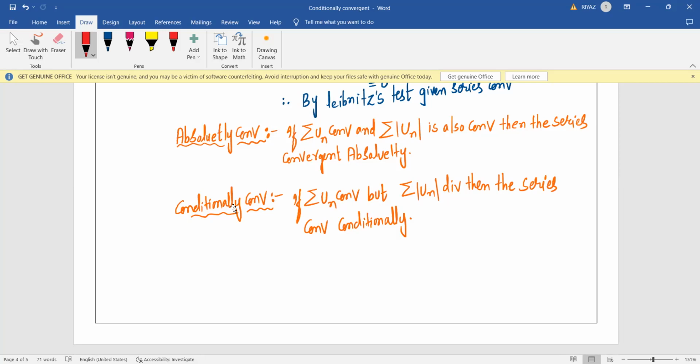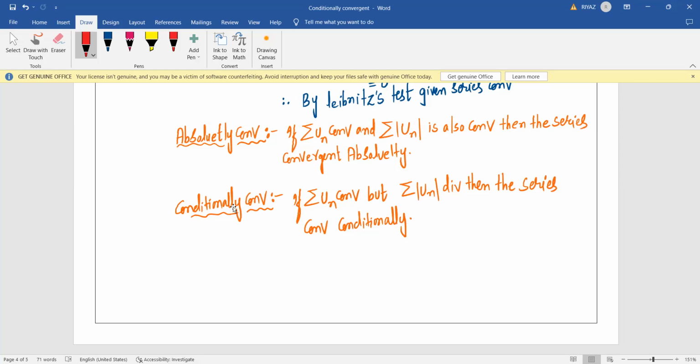Instead of a series of positive terms, in these two cases an alternating series is given. To check whether an alternating series is convergent or not, we have the only test, that is called the Leibniz test. Here I am not using the word divergent for the Leibniz test. If it satisfies both conditions, like the previous example, then we say it is convergent, otherwise it is not convergent.